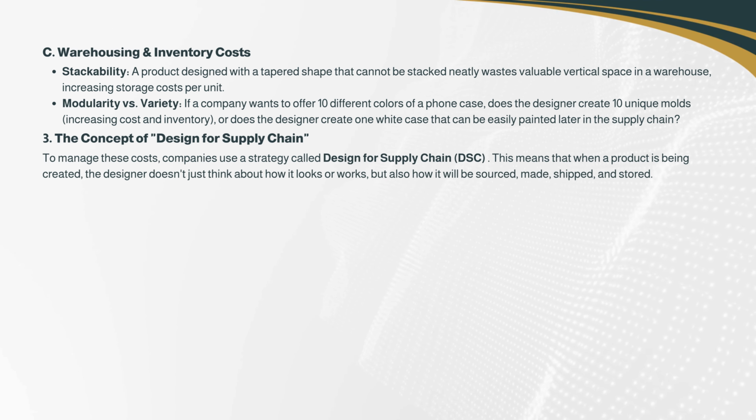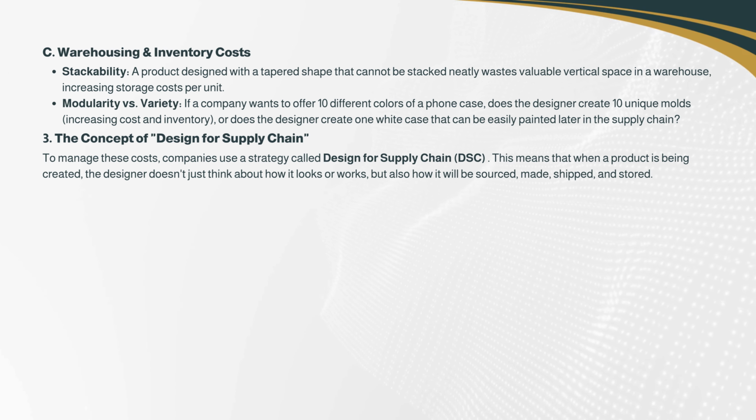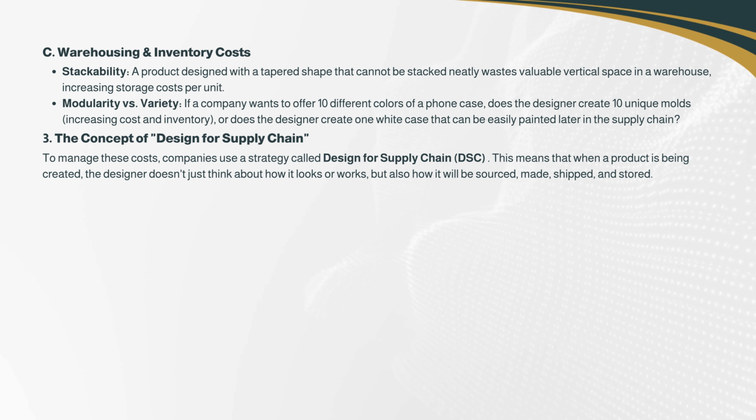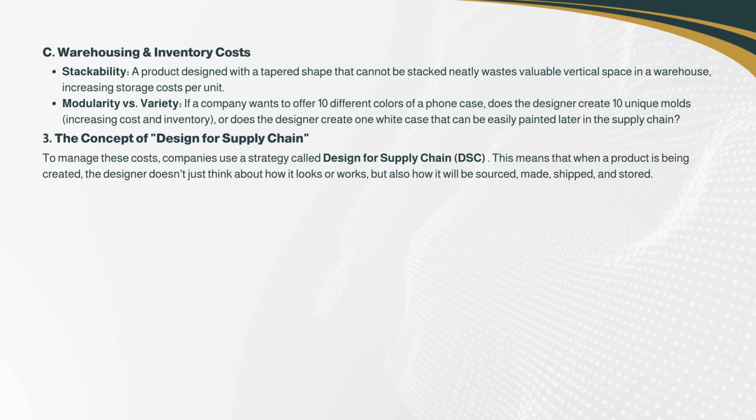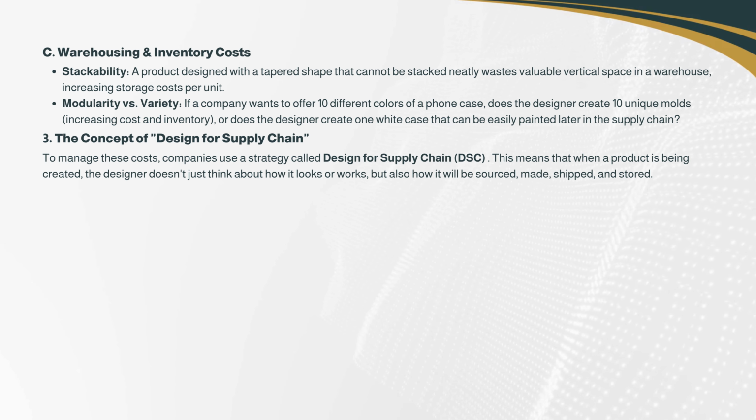To manage these costs, companies use a strategy called Design for Supply Chain, DSC. This means that when a product is being created, the designer doesn't just think about how it looks or works, but also how it will be sourced, made, shipped, and stored.